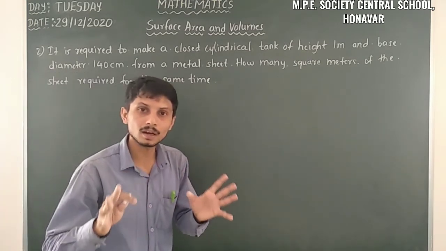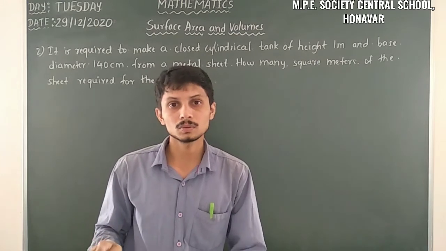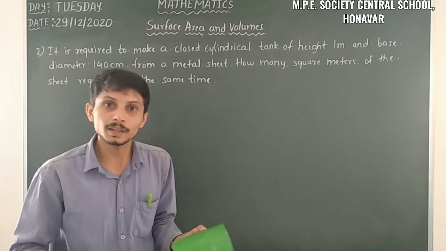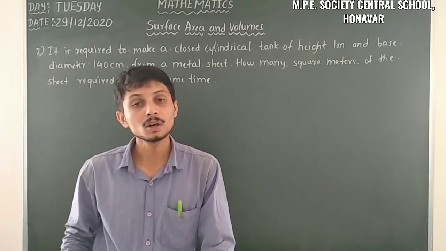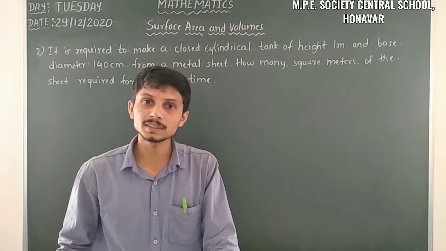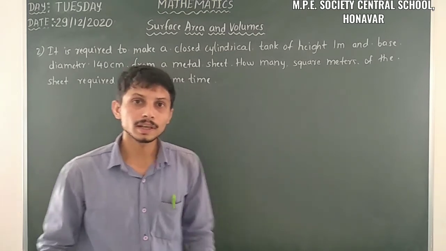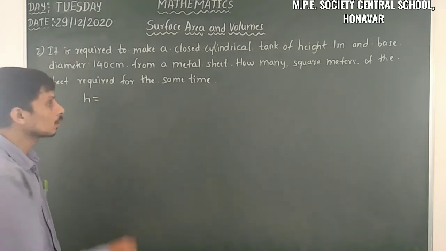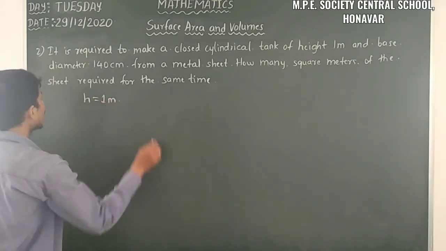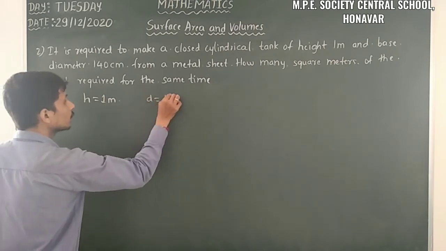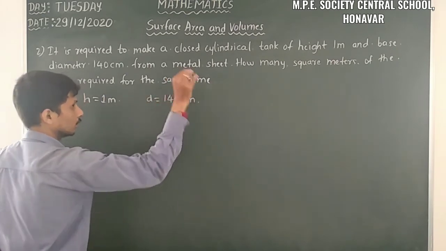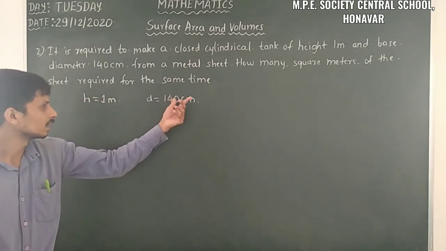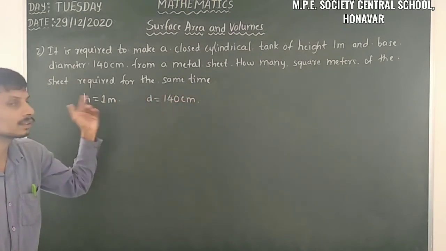That means here we have the cylindrical tank, and we have to cover that cylindrical tank with the sheet. So totally we have to cover. That's why we have to find the total surface area of this cylindrical tank. Let us take what the given terms are. Just observe that the value of h is given, that is 1 meter, and the diameter is given, that is 140 centimeter.